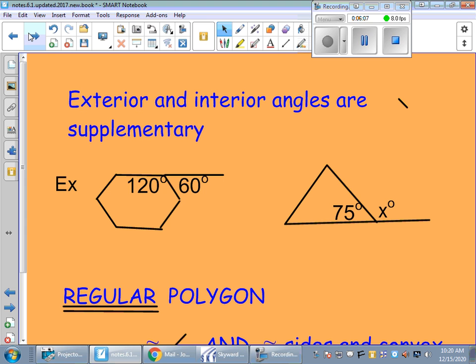A couple other things to remember, exterior and interior angles are supplementary. So this is an angle here. If this is 120, that's an interior. This is 60, you just subtract from 180. If this is 75 right here, what is this going to be? 180 minus 75 gives us 105. So those are things that we learned before. Hopefully we can review those and still have a good understanding.